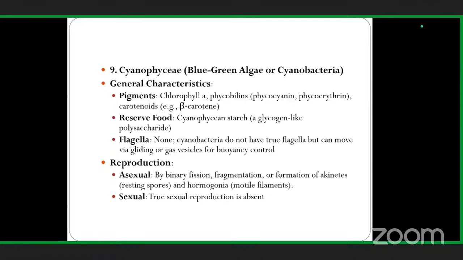Number 9 is the Cyanophyceae, also known as blue-green algae or cyanobacteria. Basically, this is very controversial because it can also have the characteristics of bacteria. So the pigments are chlorophyll a, then phycobilins: phycocyanin and phycoerythrin. C-phycocyanin and C-phycoerythrin. Then carotenoids, that is beta-carotene, are present.